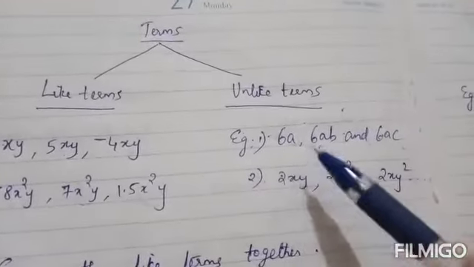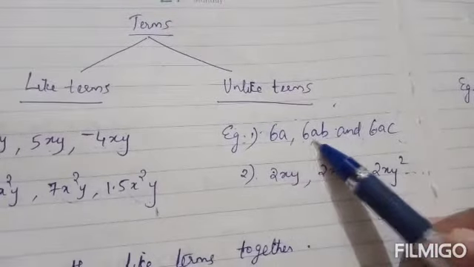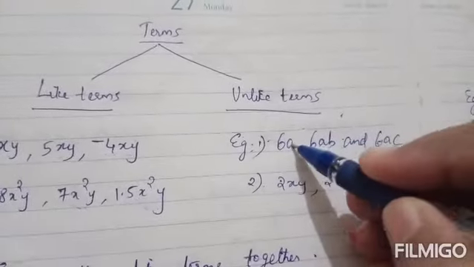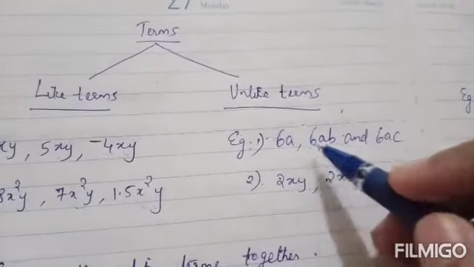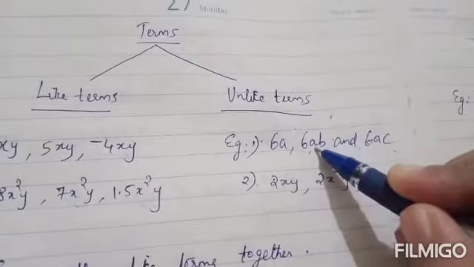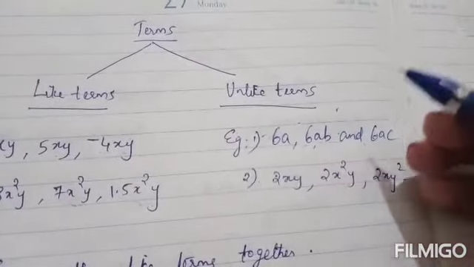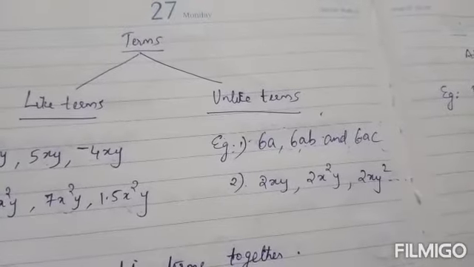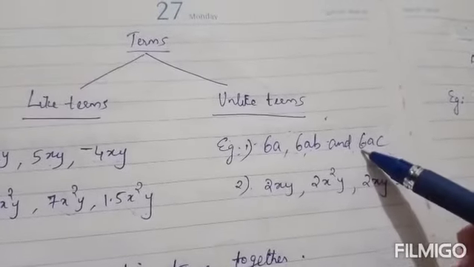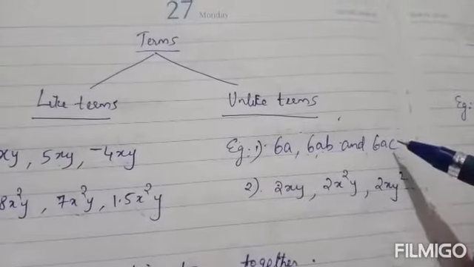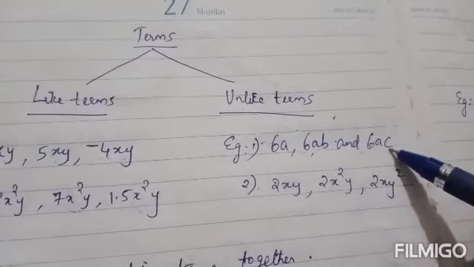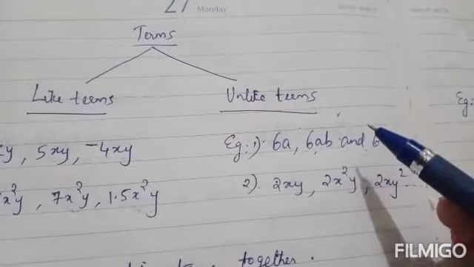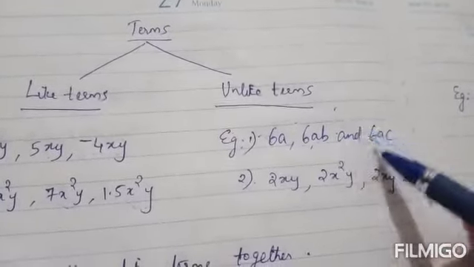So let's take the example 6a, 6ab and 6ac. In 6a, the literal coefficient is a, okay. In 6ab, the literal coefficient is ab, okay. You can take all the variables except the constant, okay. Now in 6ac, the literal coefficient is ac. Okay, so the literal coefficients are different, I mean not the same, so they are unlike terms.